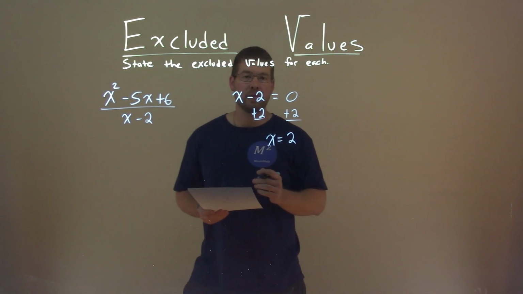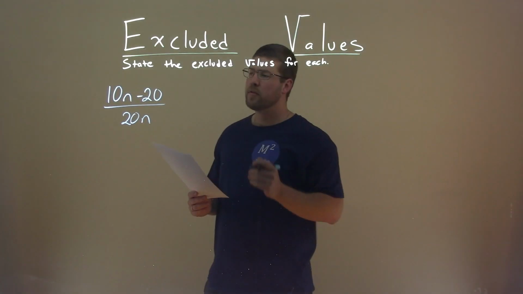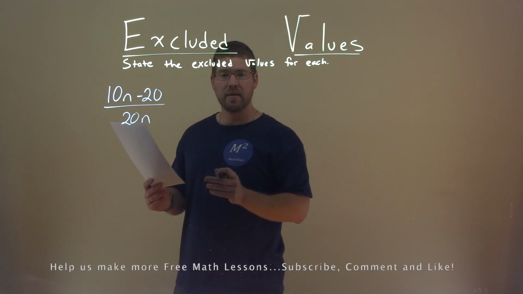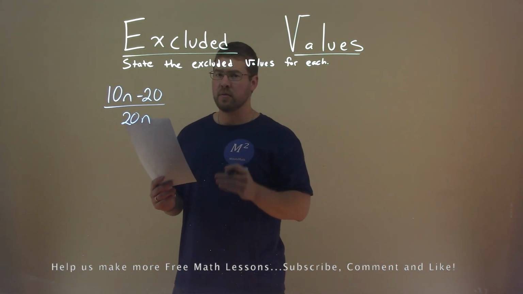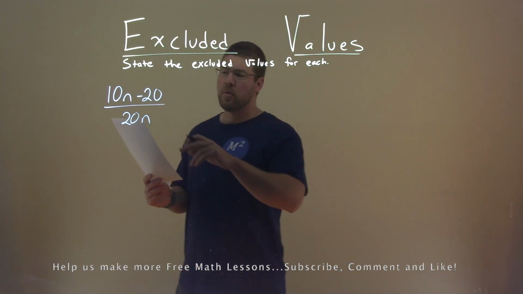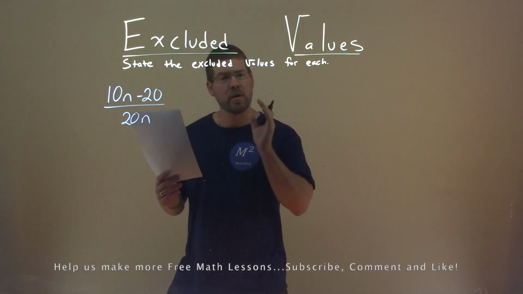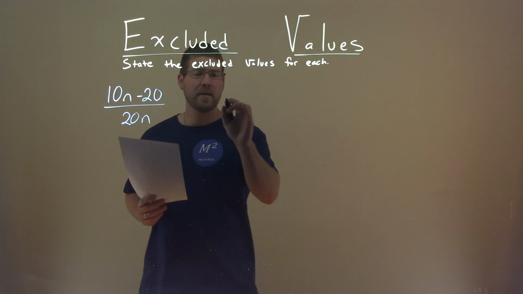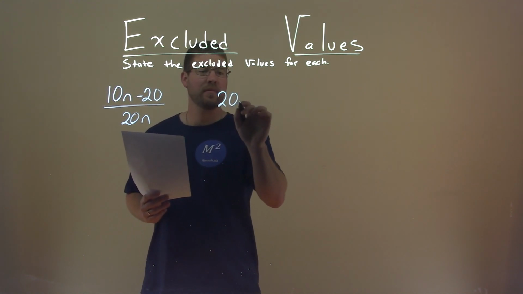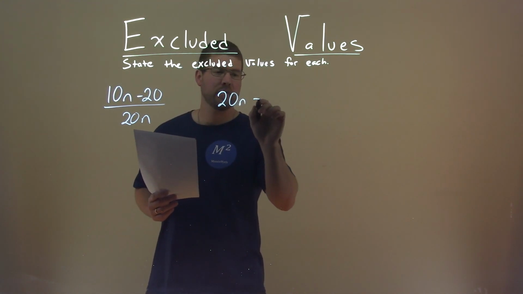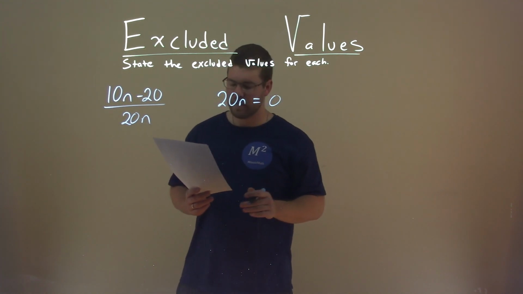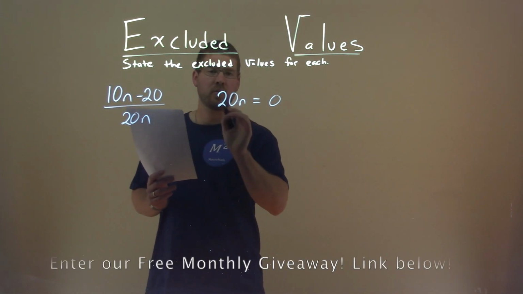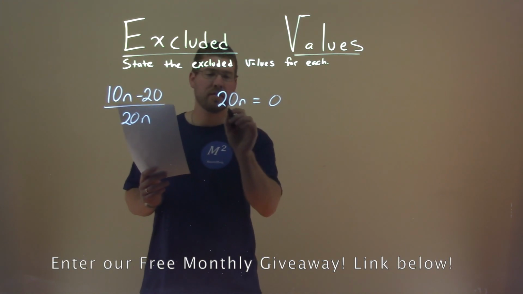That's our excluded value. We're given this problem right here, 10n minus 20 over 20n, and we want to state the excluded values. Well, we look at our denominator here, and we know that we cannot divide by 0. So I'm going to take that denominator, 20n, and I'm going to find when it's equal to 0. Well, this isn't too hard now. Multiplication is going on, 20 times n. The opposite of that is division.